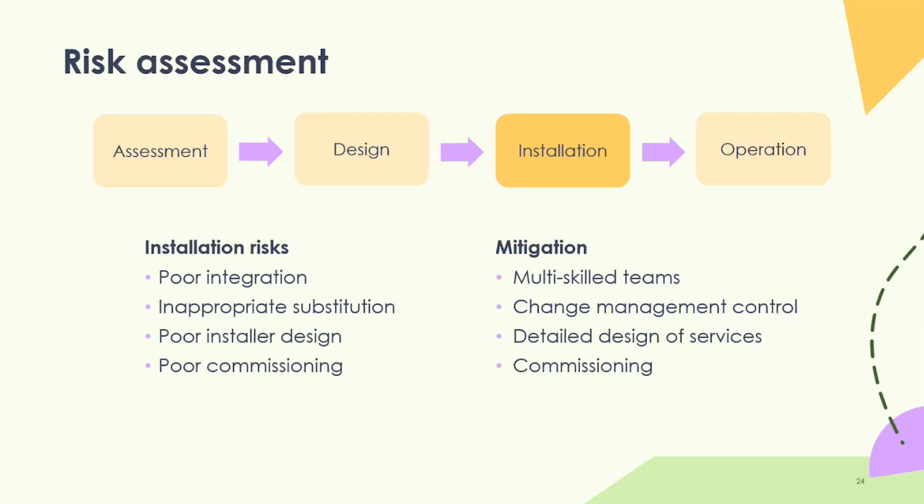Inappropriate substitution, so not having the right change management control in place if any changes need to be made to the design, program or the delivery, and making sure you've thought about what that change management control process would look like. Poor installer design, so making sure that you've got detailed designs of the services ahead of actually starting delivery. That can help with any issues through the delivery process.